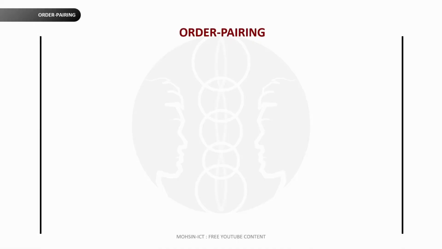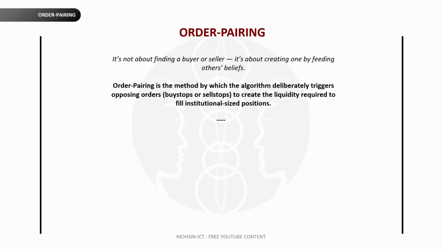First of all, let's understand what is order pairing. It's not about finding a buyer or seller, it's about creating one by feeding others' belief. Order pairing is the method by which algorithm deliberately triggers opposing orders, such as buy stops or sell stops, to create the liquidity required to fill institutional size positions. It's actually a form of deception that algorithm plays to manipulate the beliefs of retail traders. It will spike up to a high or low, just to reverse and give the institutional trader position and trap the breakout and retail traders who were expecting price to continue the trend by breaking a swing high or swing low.